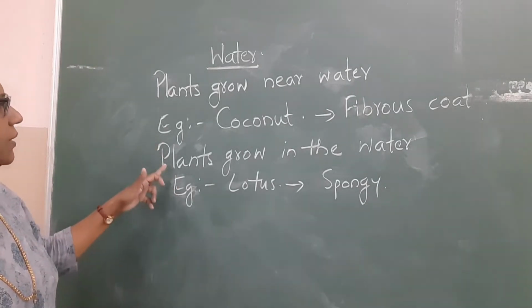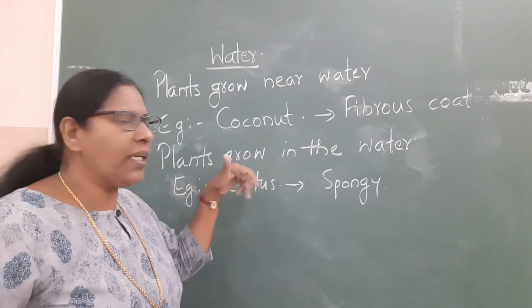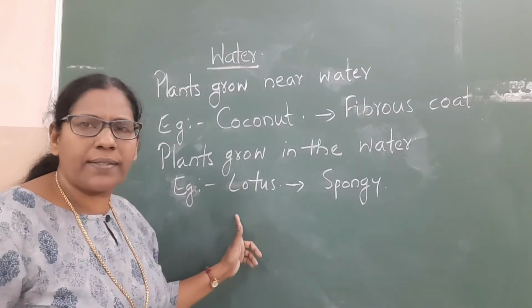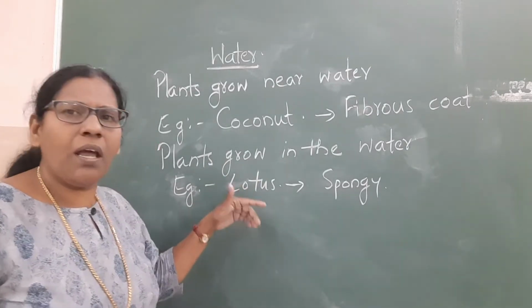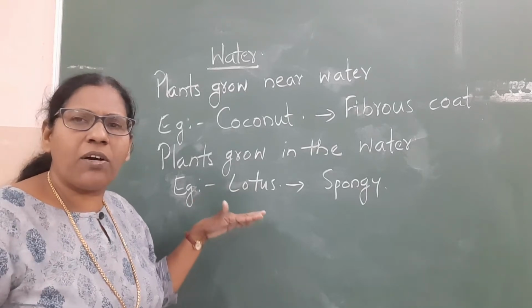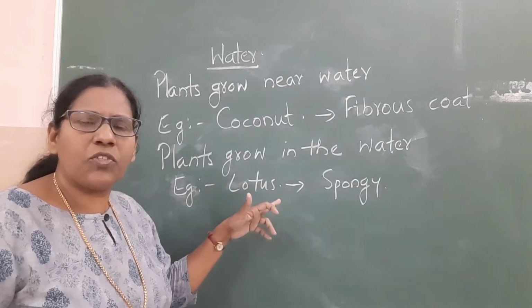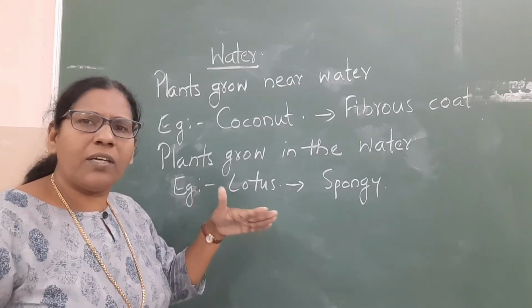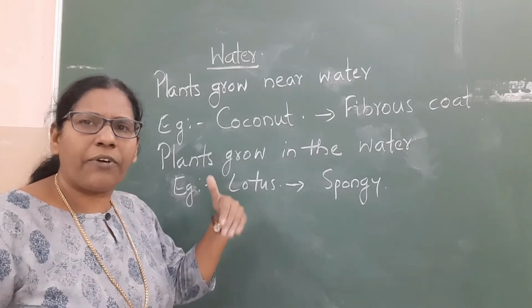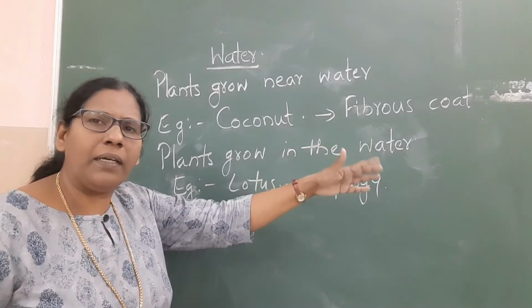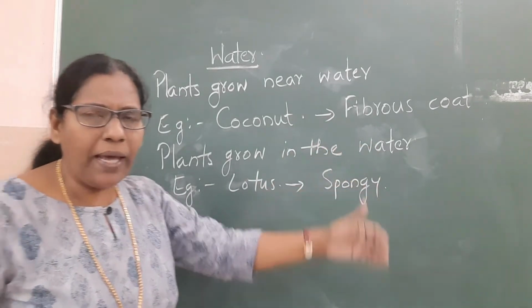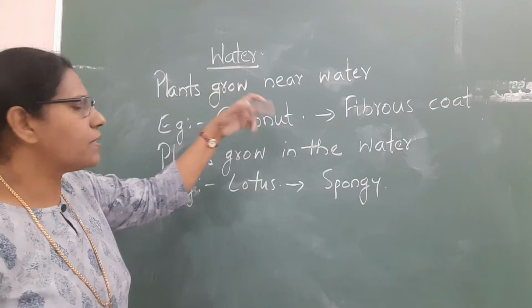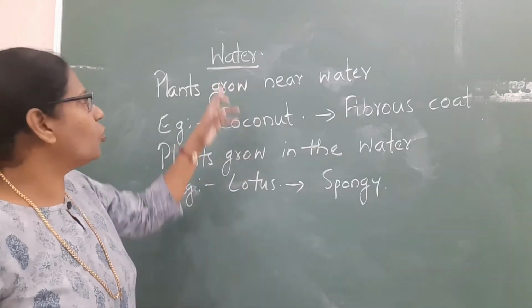Then the second thing is plants that grow in the water. Example, lotus. Lotus seeds will float in the water because they are spongy. Those seeds float in the water and move from one place to another, and there they grow into a new plant. That is how dispersal takes place through water.